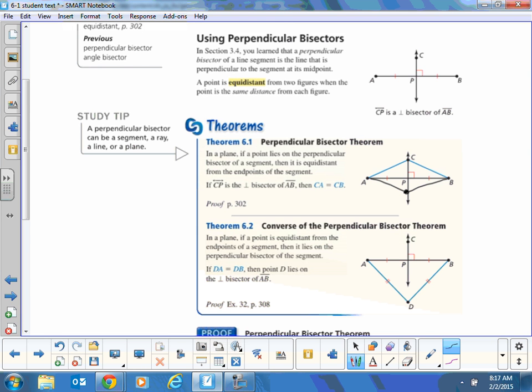Perpendicular bisector of a segment cuts it into two equal parts, equal distance to the endpoints. In a plane, if a point is equidistant from the endpoints of a segment, then it lies on the perpendicular bisector. Since D is equal distance from A to B, then it must lie on the perpendicular bisector. So this is the converse of this. But again, I don't care that you remember which one's the converse. Just call it the perpendicular bisector theorem.